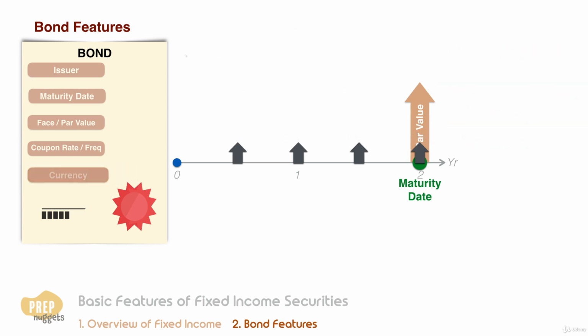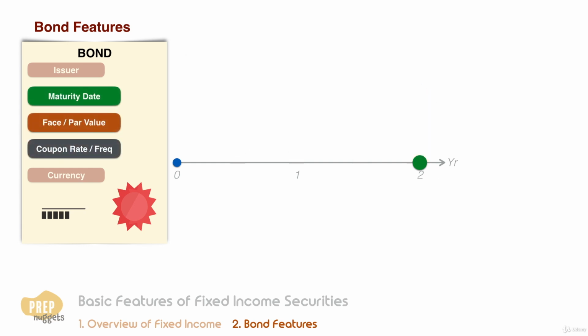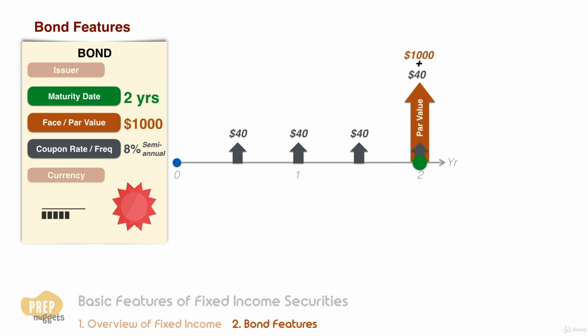Now that we've learnt the 5 main features of a bond, let's look at some examples of how bonds are structured. In this example, the bond's tenor is 2 years. It has a par value of $1,000 and a coupon rate of 8%, which is paid out semi-annually. So half a year after initiation, the first coupon of $40 is paid out, and this continues every half a year until the maturity date. At the end of the second year, the par value of $1,000 is returned to the bondholder, plus the last coupon of $40. This type of bond is known as a plain vanilla bond, where coupon is paid regularly and the full par value returned on maturity.